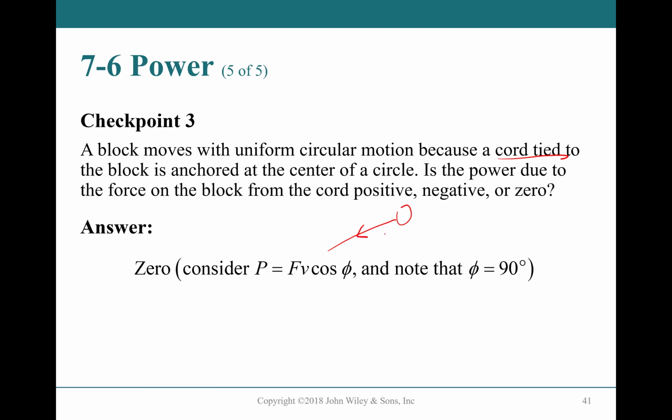This is a very interesting problem. We have the tension here, and the tension is the force by the cord, and we have the velocity here. Like this is doing circular motion, right? And then why is it 0? Think about this angle here, between the velocity and your tension. Tension is towards the center, but your velocity is along the tangent line of the path. So this is always 90 degrees. And what is cosine 90? Cosine 90 is 0. So the power is 0. The work done by this force is also 0.